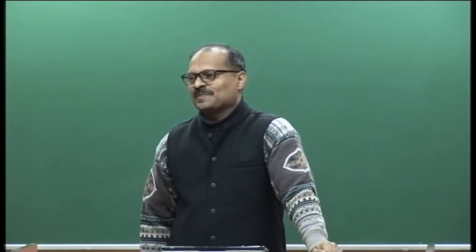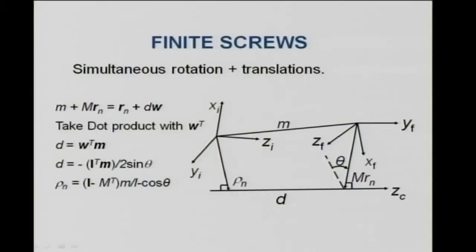Anyway, now we get to finite screws, which is simultaneous rotation plus translation. So I take this axis here, the initial axis, and I need to rotate it to get it to this final axis. So there is a direction of rotation. Now ZC, we have determined what the axis is. But I have to locate this axis, and the way you locate it is by identifying a vector from this original axis or some frame, which is a normal to this axis.